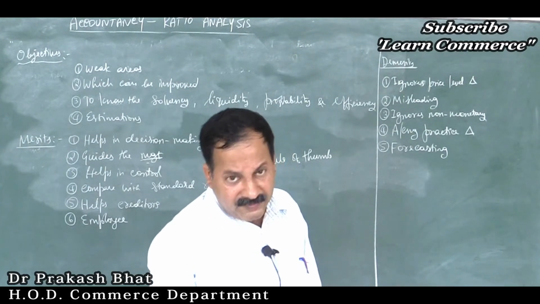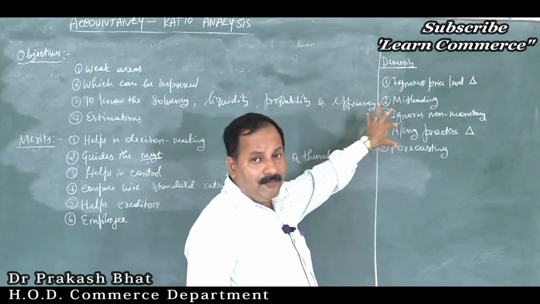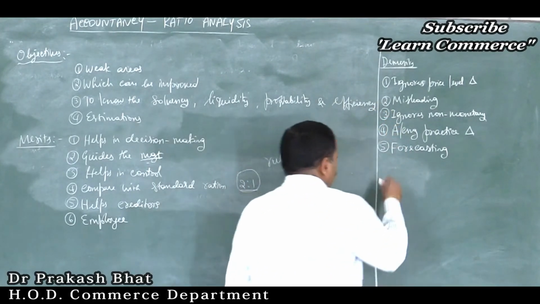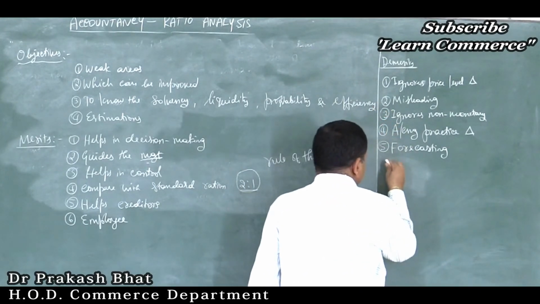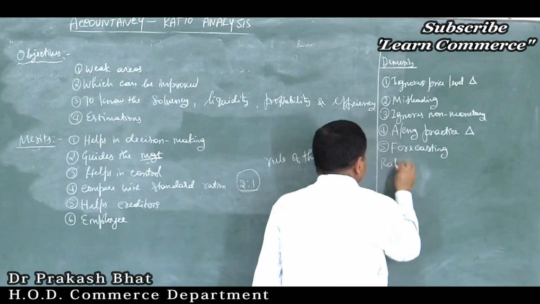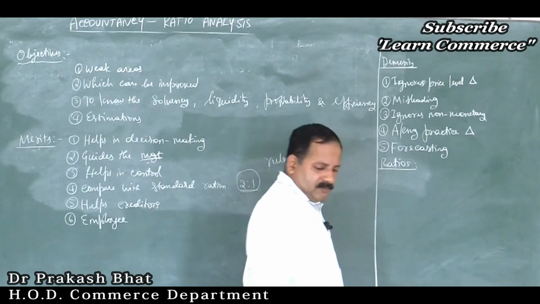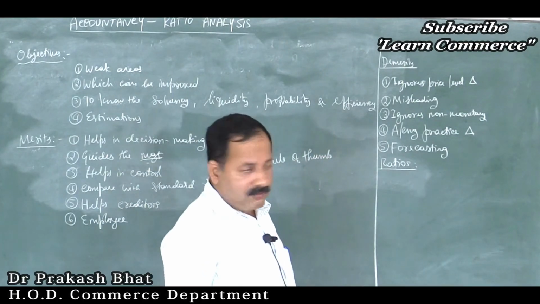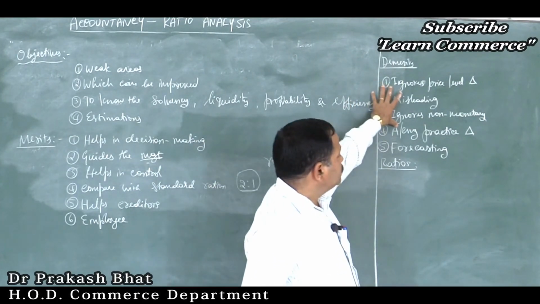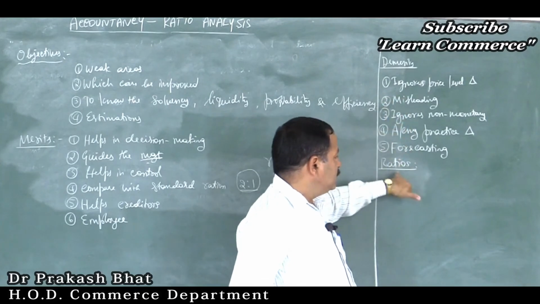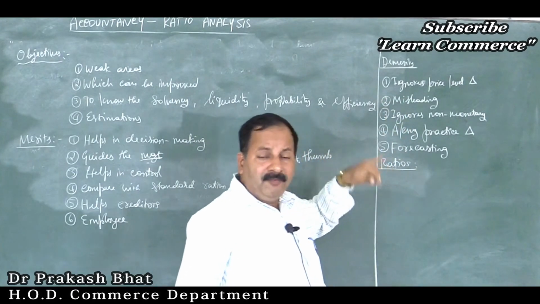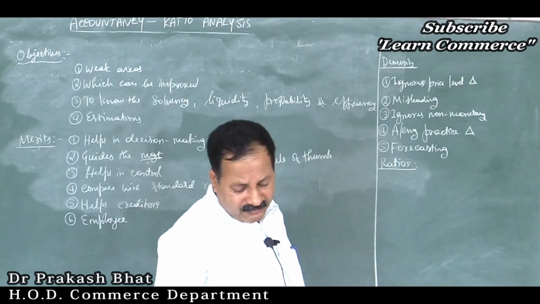Now, these are the limitations of accounting ratios. Now, let us know the limitations, the demerits of ratios. These are the problems for the organization, isn't it? And this is a problem with the ratio itself. So let us study those things.